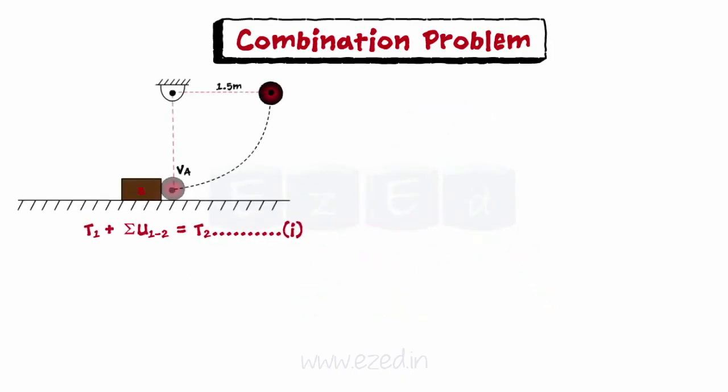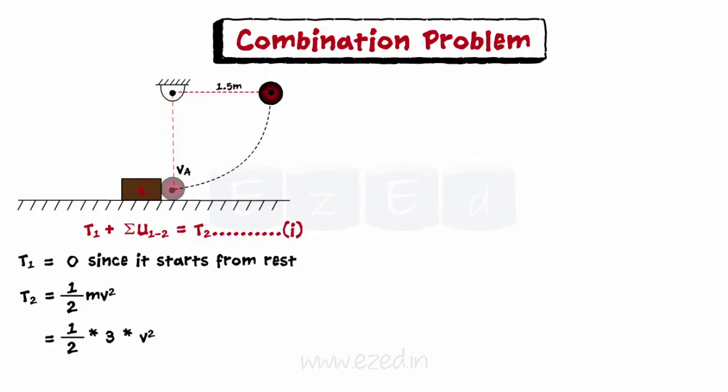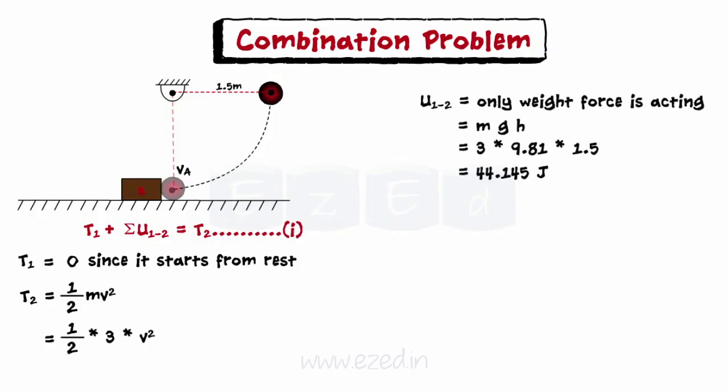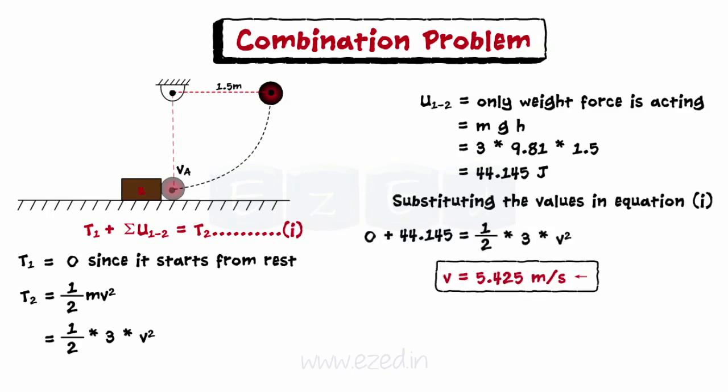Applying work energy principle to sphere A from position 1 to 2. At position 1, kinetic energy is 0 since it starts from rest. At position 2, the sphere will have kinetic energy. Here, work is done only by weight force. On substituting the values in equation 1, we get velocity of sphere at position 2.